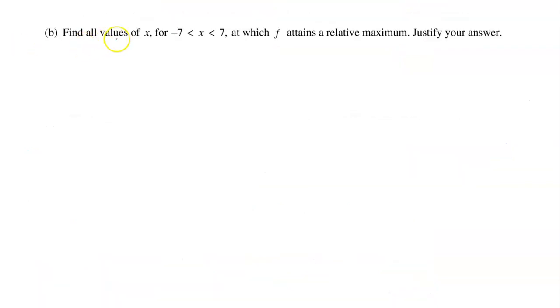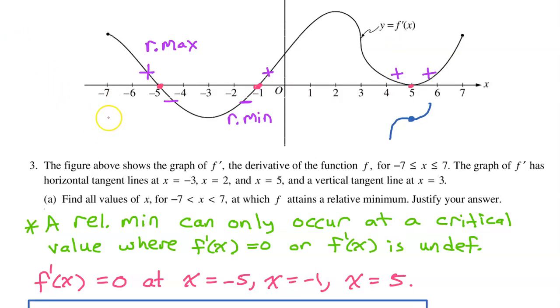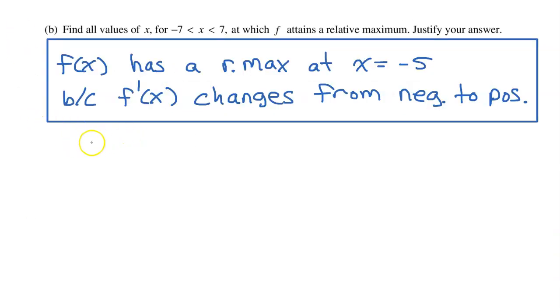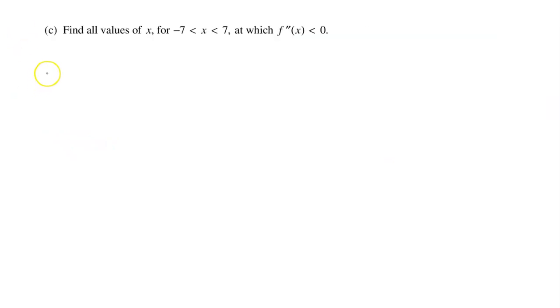Part B. Find all values of x between -7 and +7 at which f attains a relative maximum. Justify your answer. Well, we already figured this out as we worked on Part A. We know there is a relative max at x equals -5 because f prime goes from positive to negative. And again, that is the first derivative test. So this would be your answer to Part B. That was pretty easy.